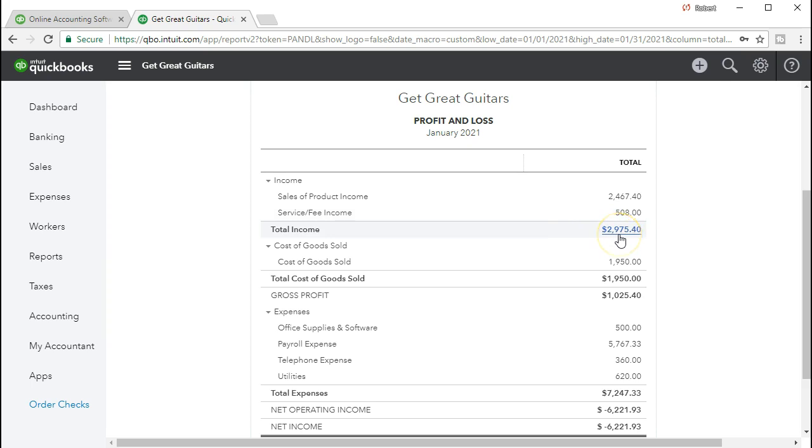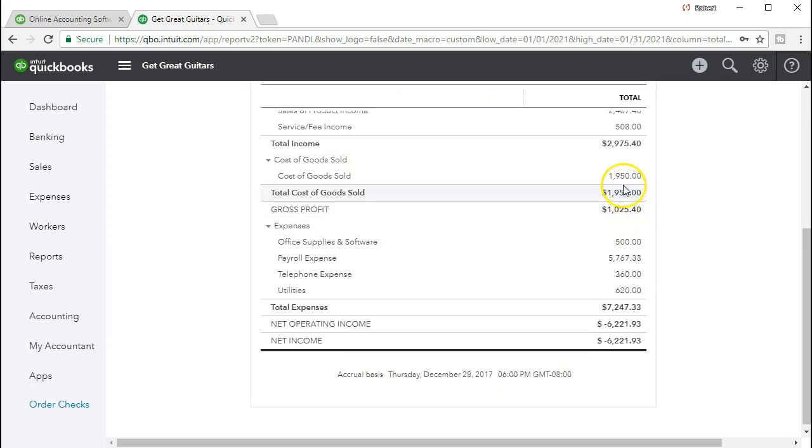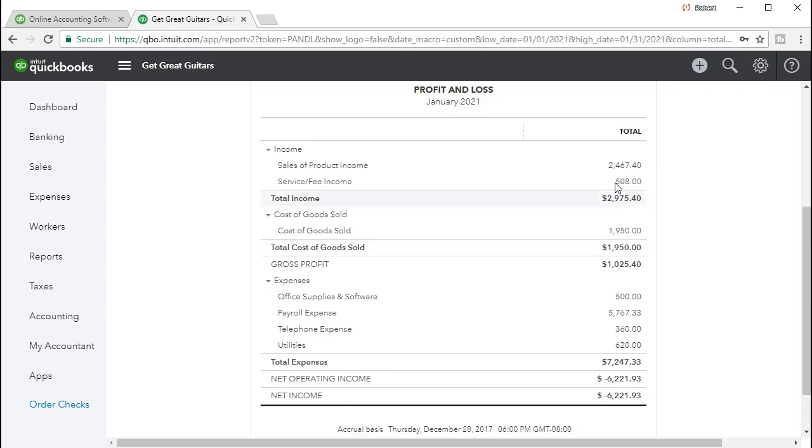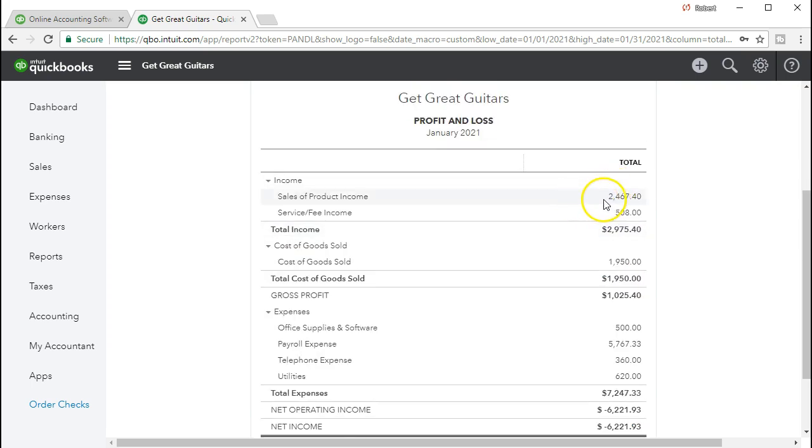That's going to be our total income, sometimes called revenue. We're going to call it income, same thing. Cost of goods sold, that's the cost of the inventory we had to consume in order to generate revenue. That's mainly connected to this revenue up here, the revenue related to selling inventory.